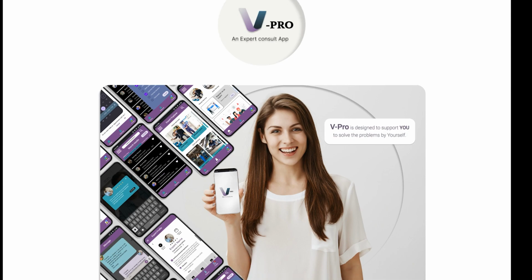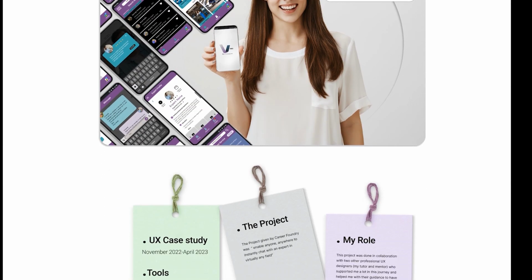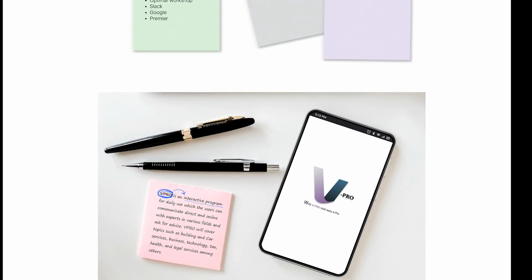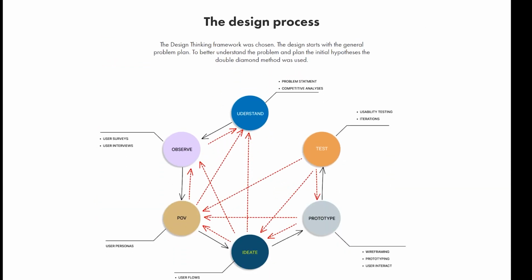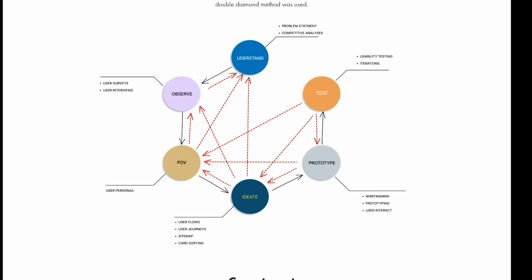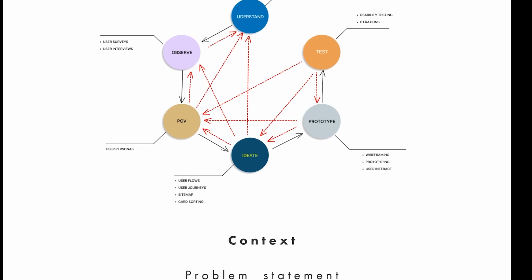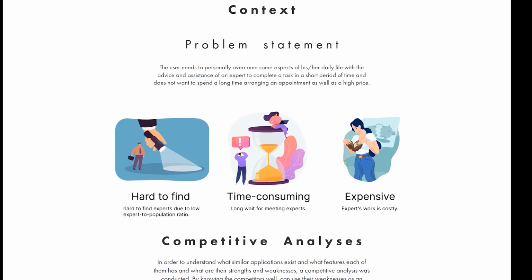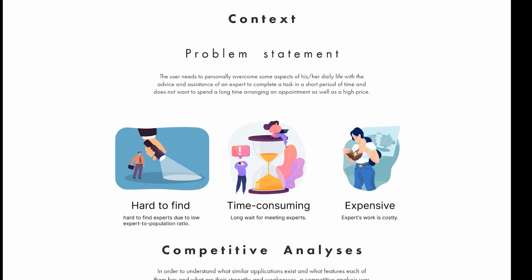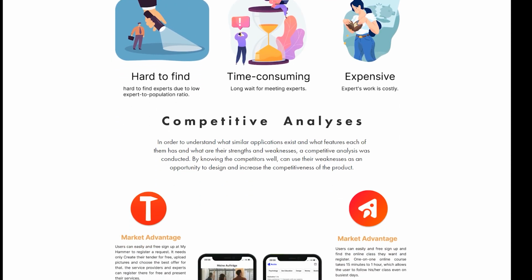What is vPro? vPro is a web responsive app for those who are looking for advice from experts to solve their problems in diverse specialized domains. But how did I get this solution? First of all, based on the general problem statement, I created my initial hypothesis. To identify similar applications and their strengths and weaknesses, I conducted a competitive analysis.